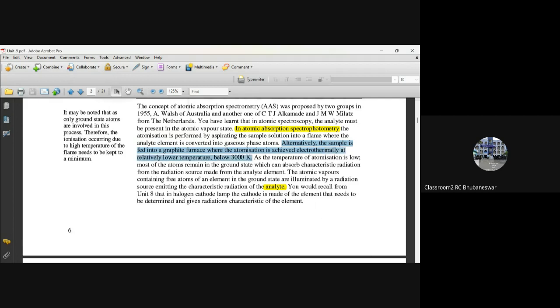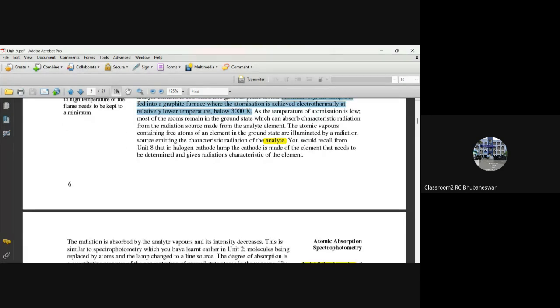Subsequently, I will explain the advantages and disadvantages of the flame method as well as the graphite furnace method. By the end of this class, you will be very clear, so don't worry. And as the temperature of this atomization is low, most of the atoms remain in the ground state, which can absorb characteristic radiation from the radiation source made from the analyte element.